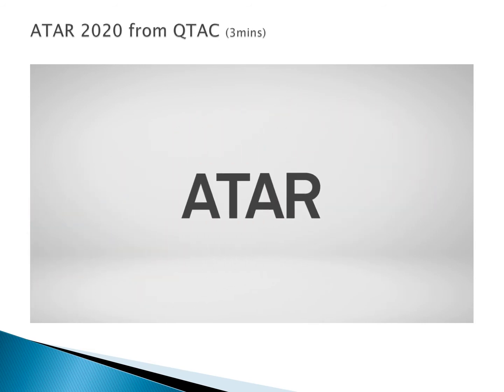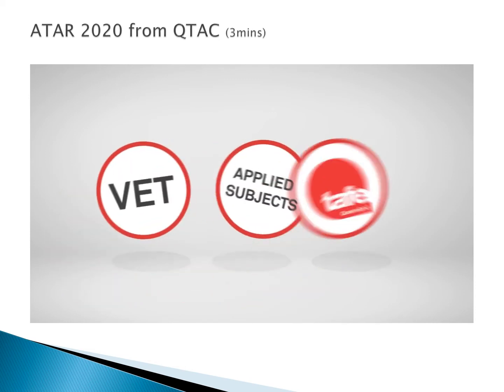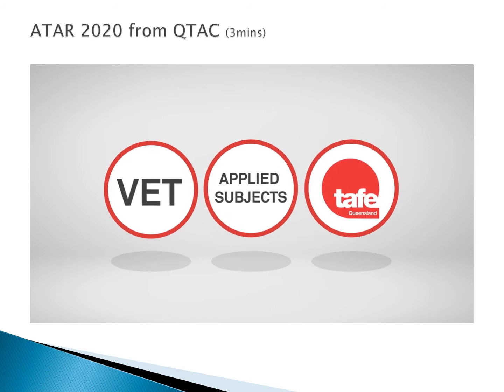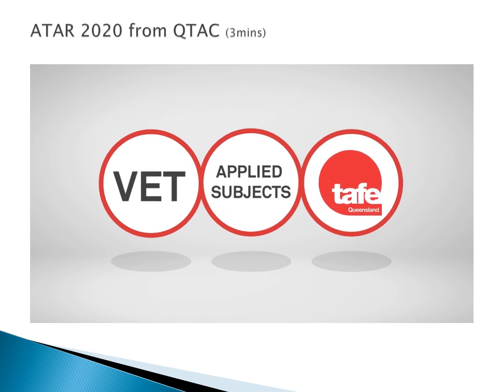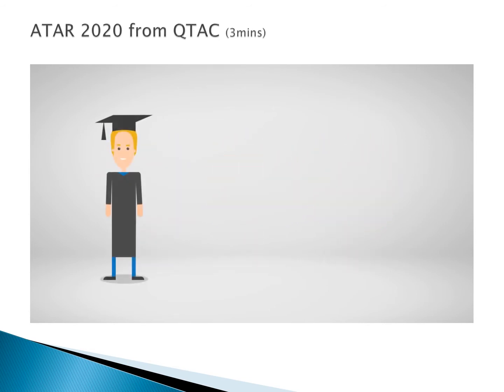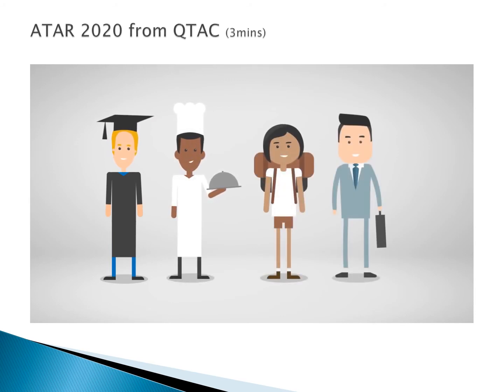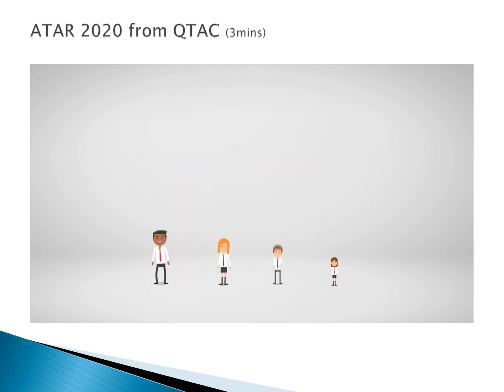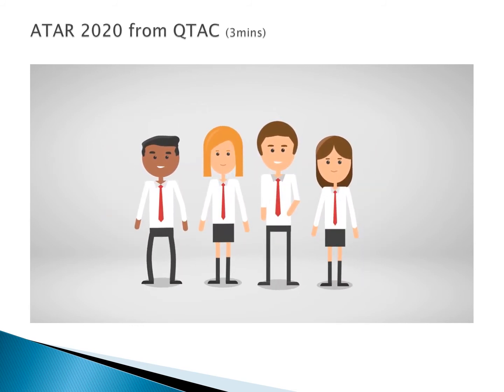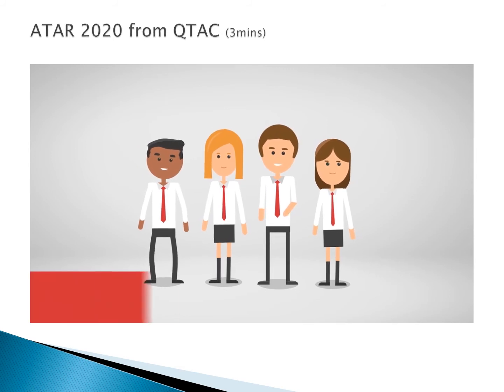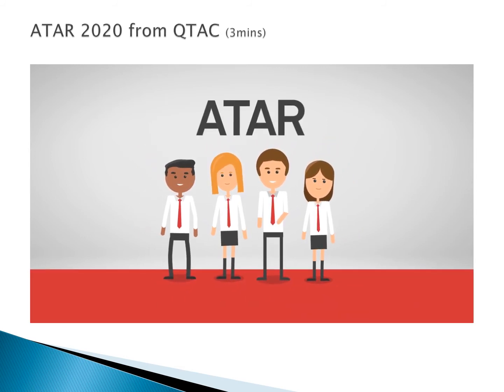Now, we've spoken a lot about the ATAR, but it's not the only path to uni. VET courses and applied subjects can also get students the requirements they need. And there are other life opportunities too. TAFE, apprenticeships, a gap year, even work. The future is in front of Queensland students, and it can be extraordinary whichever path they choose. We're all in this together, and together we'll make the transition to ATAR a positive experience for every student in Queensland.